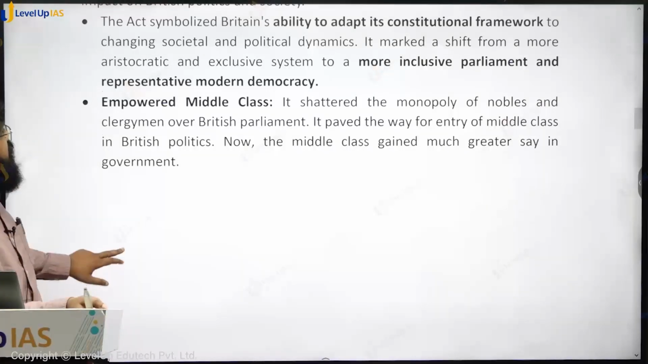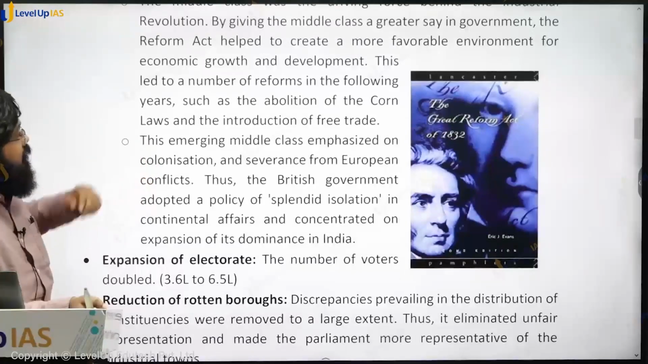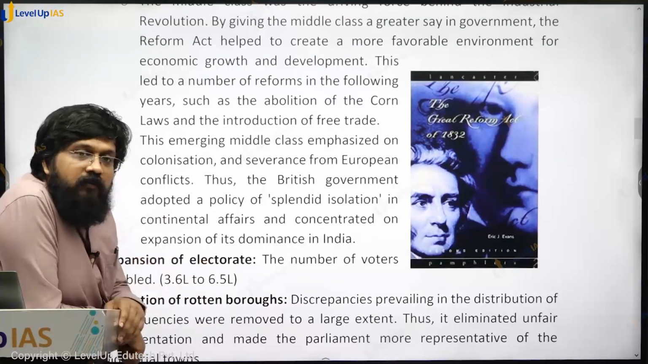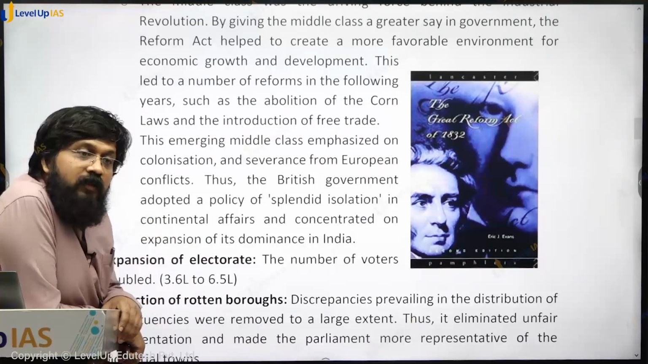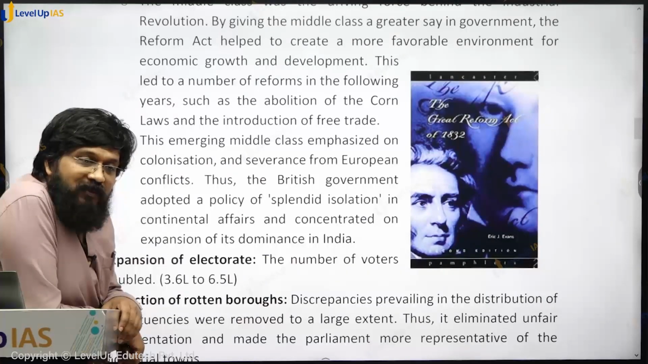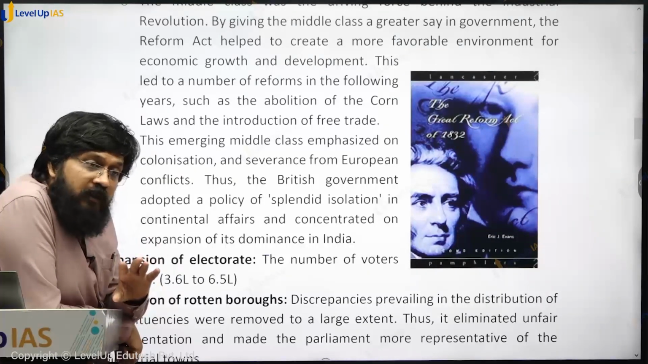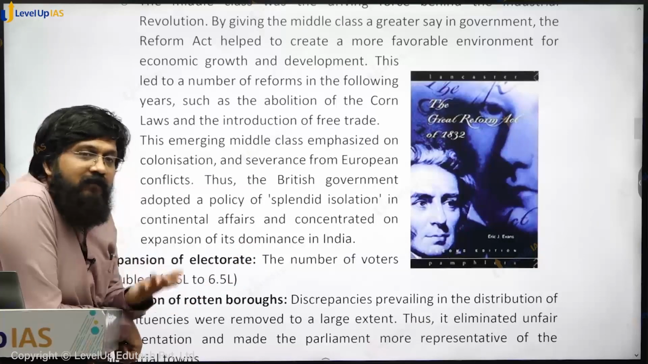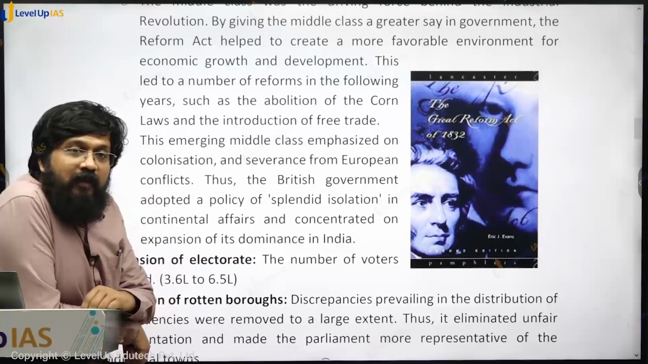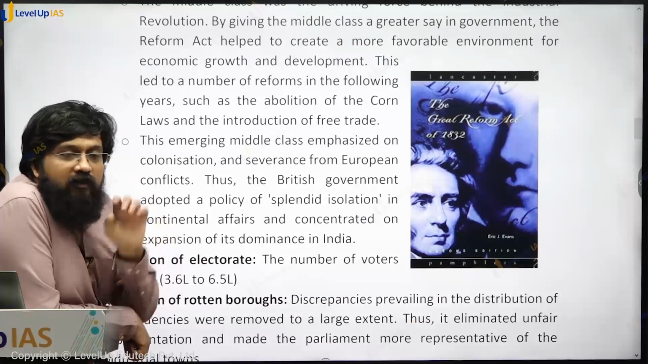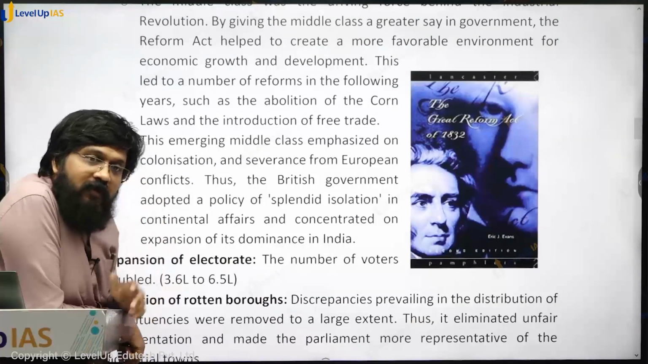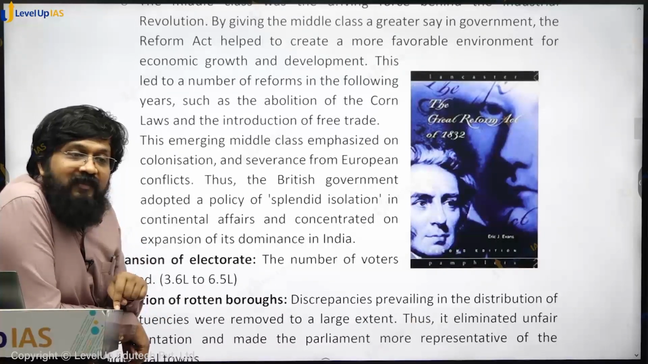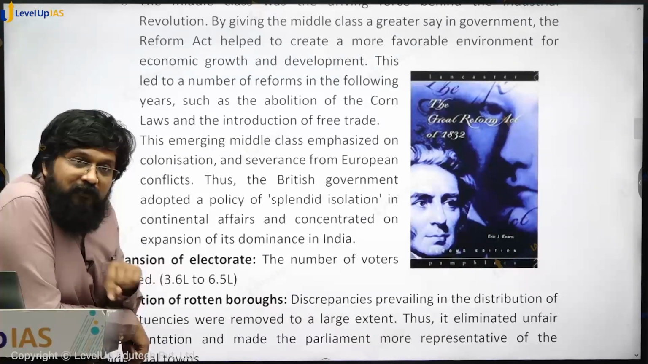Then the emerging middle class, अच्छा यहाँ पे middle class emphasized on colonization and severance from European conflicts. तो यूरोप से दूर रहो, वहाँ पे बहुत मारकाट चलती है. So in the entire midst of 19th century, England at that time is having splendid isolation from the continental conflict. Because England was following the policy of splendid isolation, Italian unification and German unification could happen because they did not intervene. In case of France, they intervened all the time. At that time in the era of Napoleon, in case of Germany and Italy, they did not intervene. क्योंकि उनका समय वहां पे कुछ और चल रहा है. And rather than intervening in this continent, they are now focusing on the expansion of colonization. Middle class का benefit उसमें है.